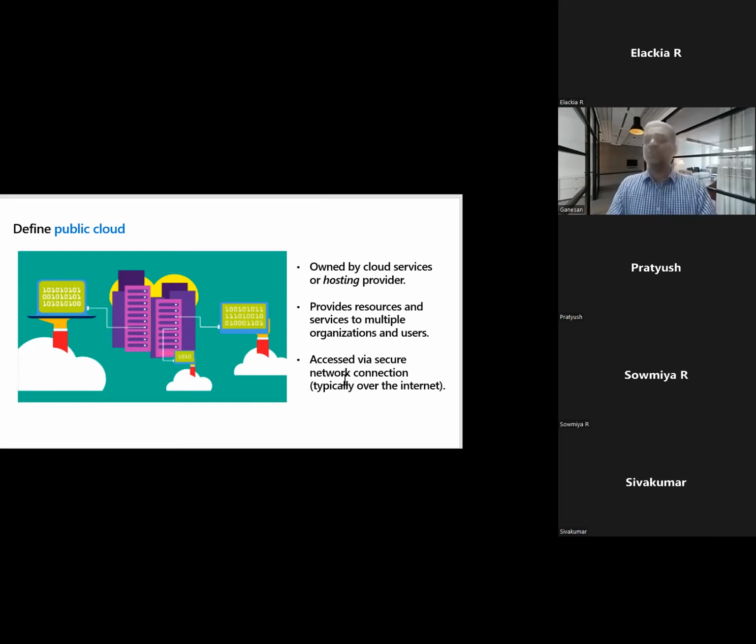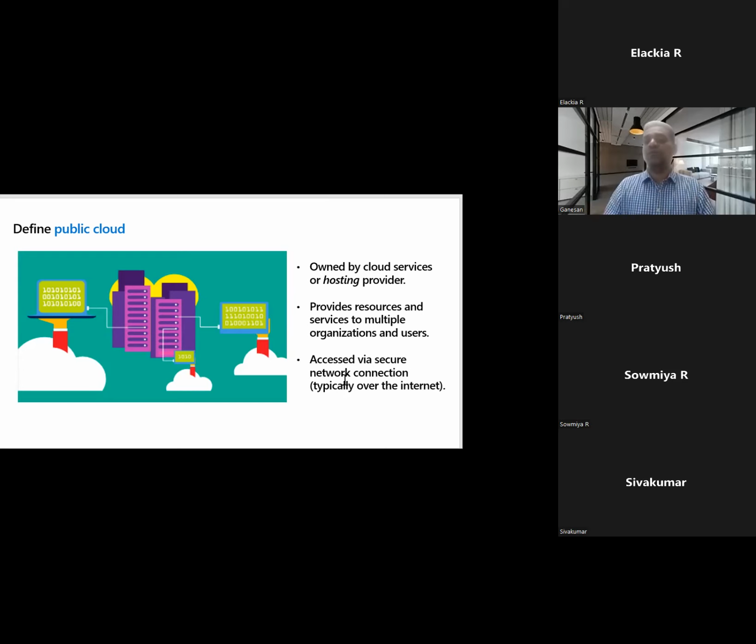Where the Gmail is hosted, it may be in GCP. So public cloud is nothing but something owned by the cloud service or hosting provider. Examples of providers are Microsoft, Google, AWS, IBM. These are all public cloud providers. They own it, and they provide the resources to the public.